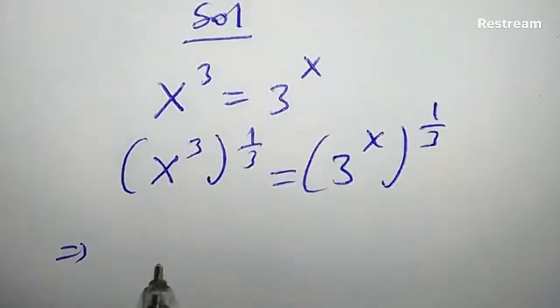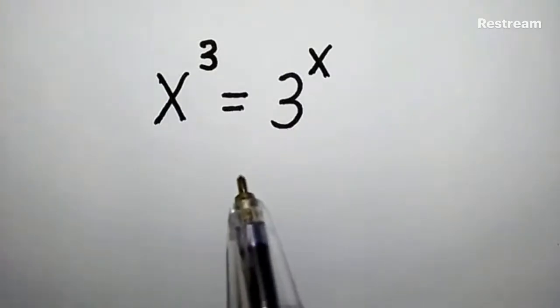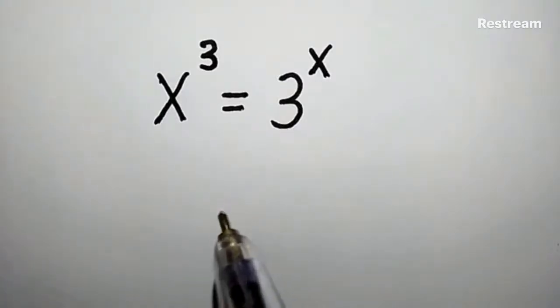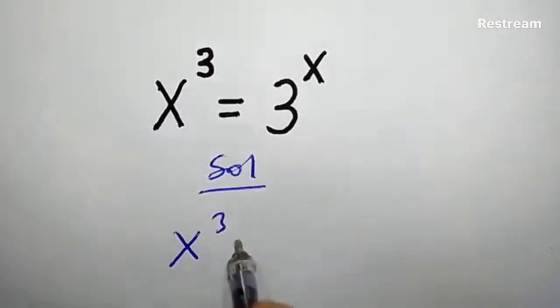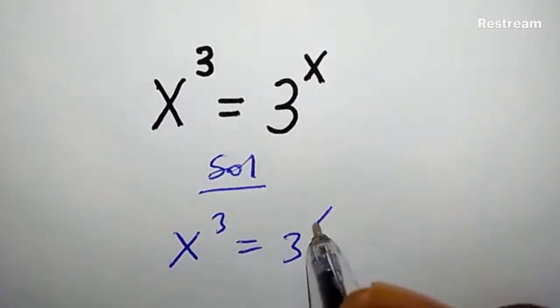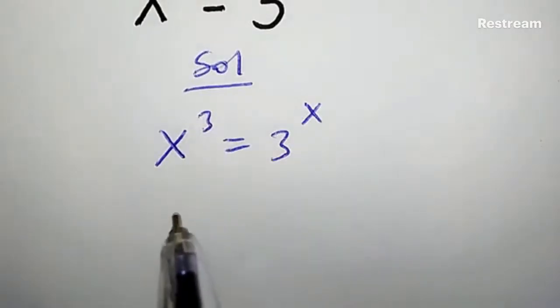This implies that x to the power of 3 equals 3 to the power of x. How do we find the value of x? Solution. We have x to the power of 3 equal to 3 to the power of x. We have 3 as the base here and we have 3 as the exponent here.